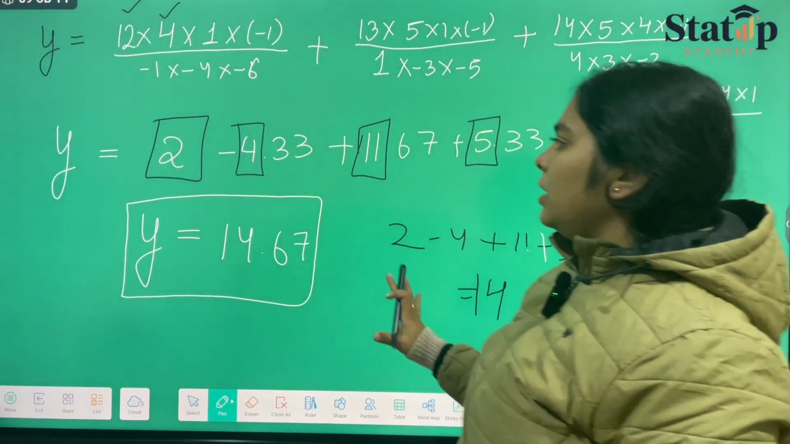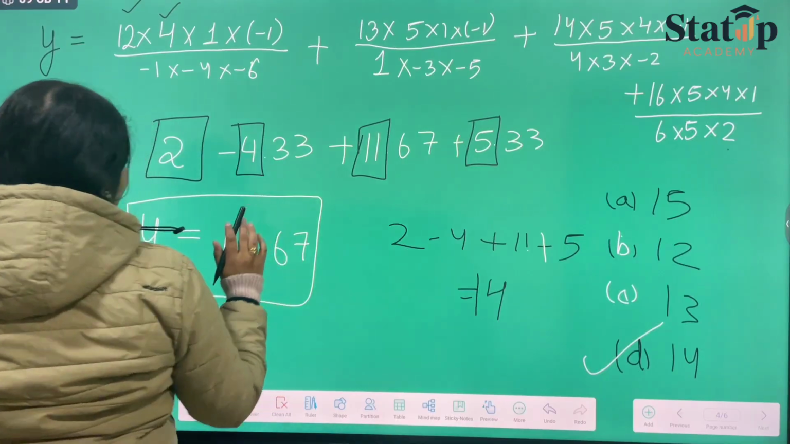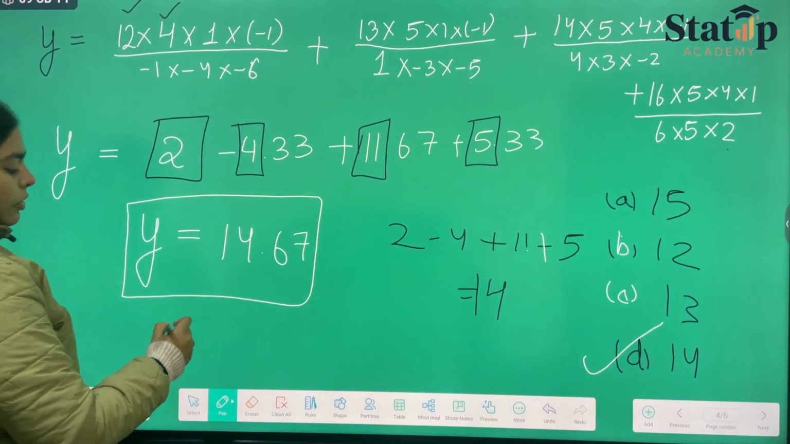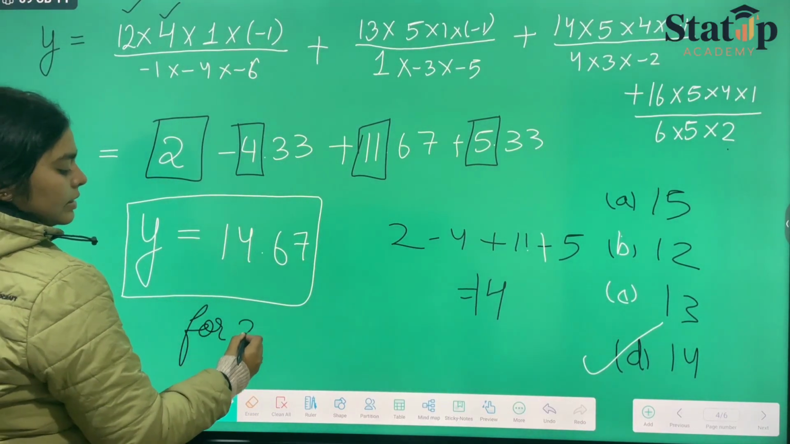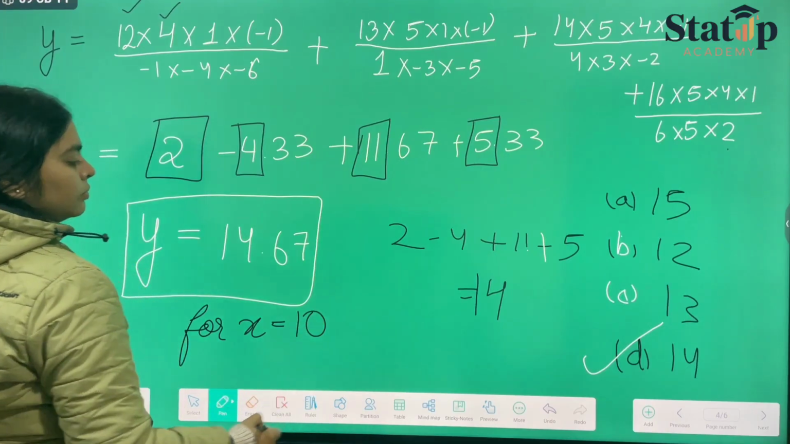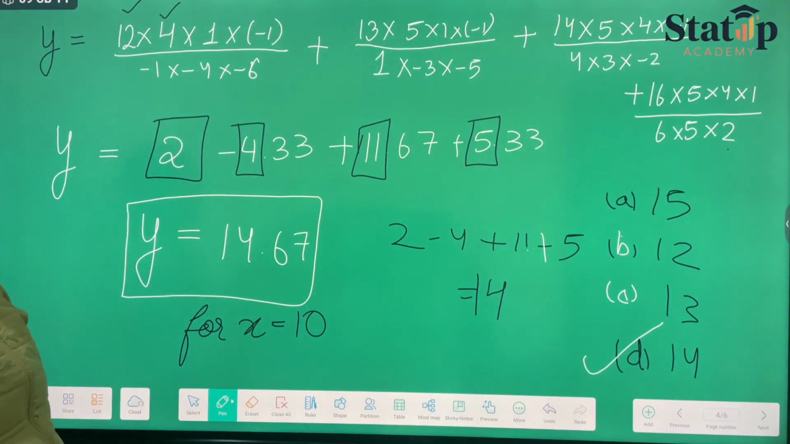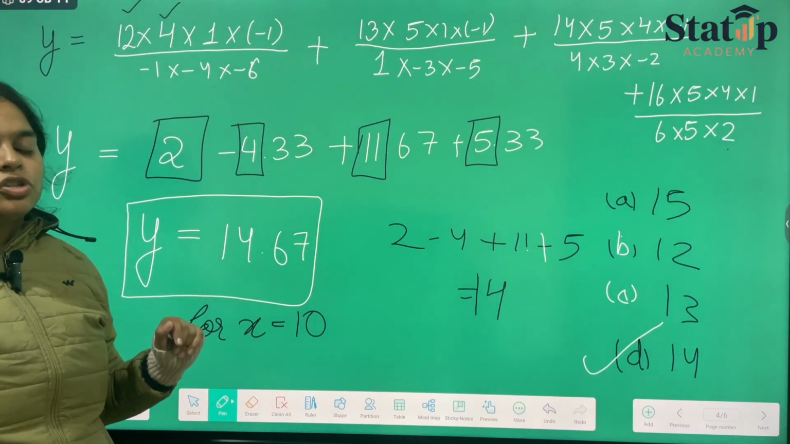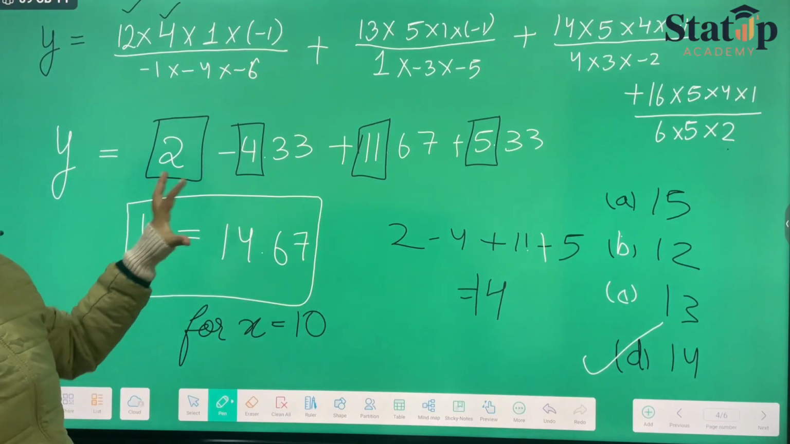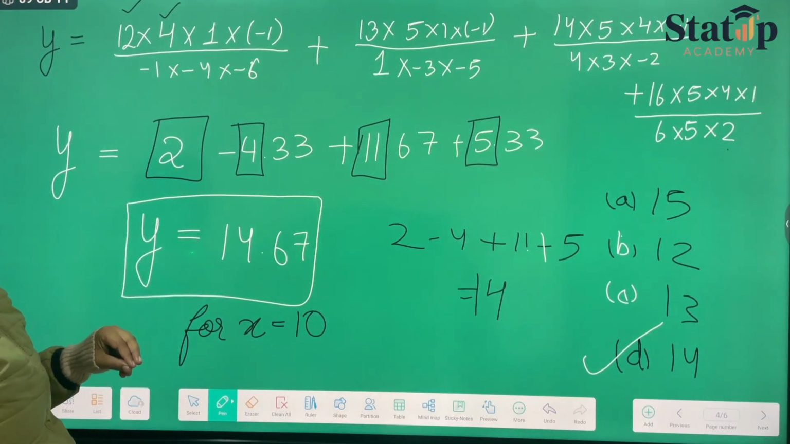And on solving all of this, we'll get our final answer: y is equal to 14.67 for x equal to 10. This is our final answer. You can recheck the answer. In the examination, they won't give such a difficult calculation or in points.